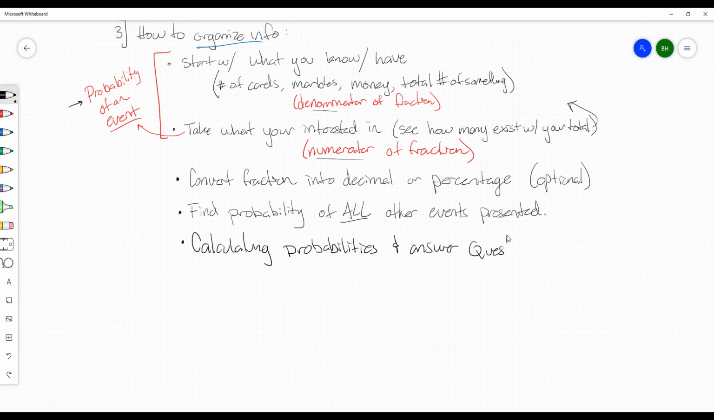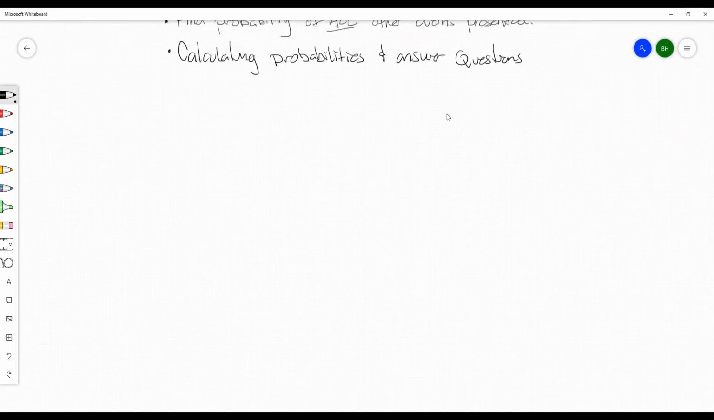So what does this look like if we have an example? Let's make up an example here. And let's just say we have 2 dice. Okay, we have two dice. And what we're trying to do is we're going to roll the 2 dice and we want to know the probability of a couple different things.